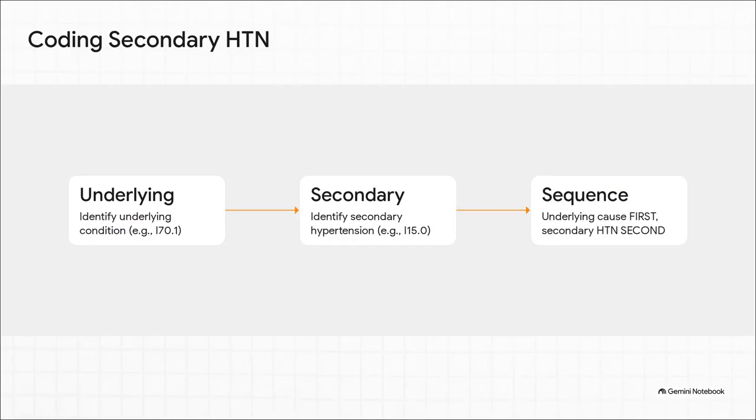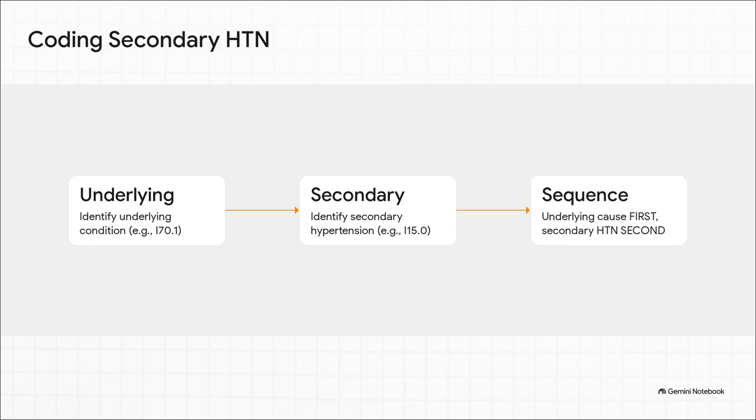Let's walk through a real-world example. Imagine a 48-year-old guy comes in with severe dizziness, and the doc writes down secondary hypertension due to renal artery arteriosclerosis. Okay, step 1, we identify the underlying culprit, the arteriosclerosis. That's I-70.1. Step 2, we grab our secondary hypertension code, which is I-15.0 for the renal vascular piece.